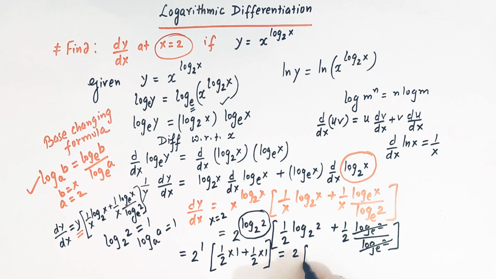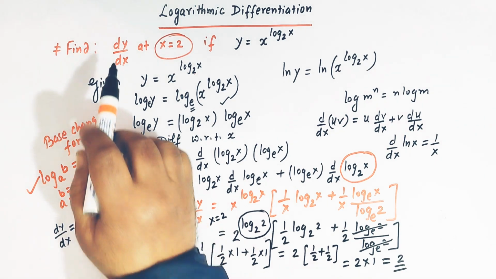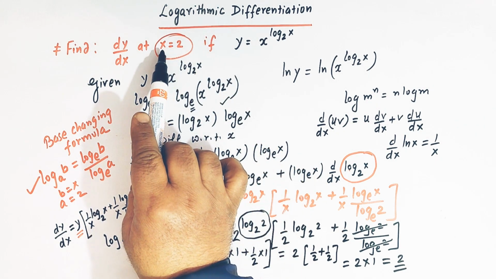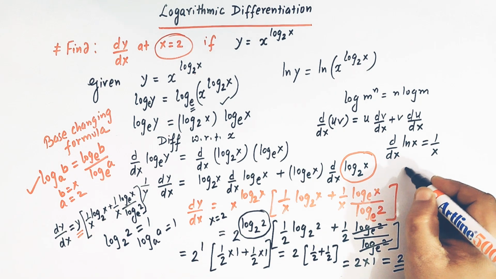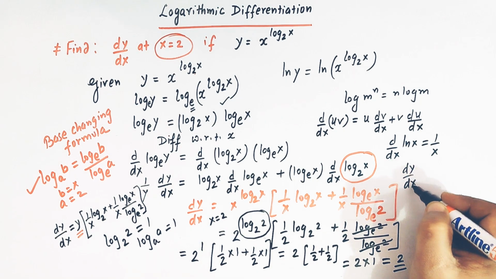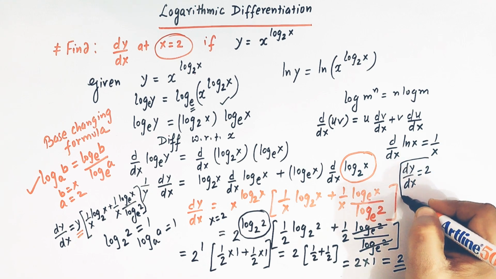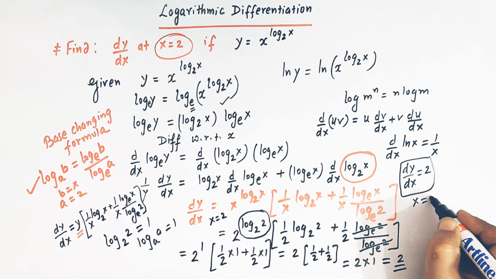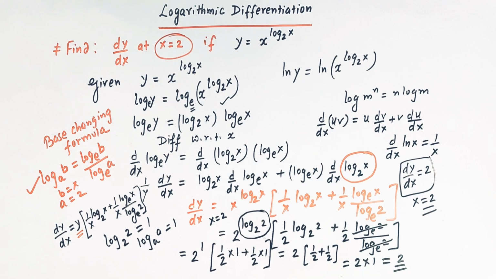So this is 2, and we have half plus half, and half plus half is 1, so this is 2 times 1 is equal to 2, right? So the derivative of this function when x is equal to 2 is dy over dx equal to 2 at x is equal to 2. So this is how, by making use of the concept of logarithms, we can find out the value of the derivative at the desired point.